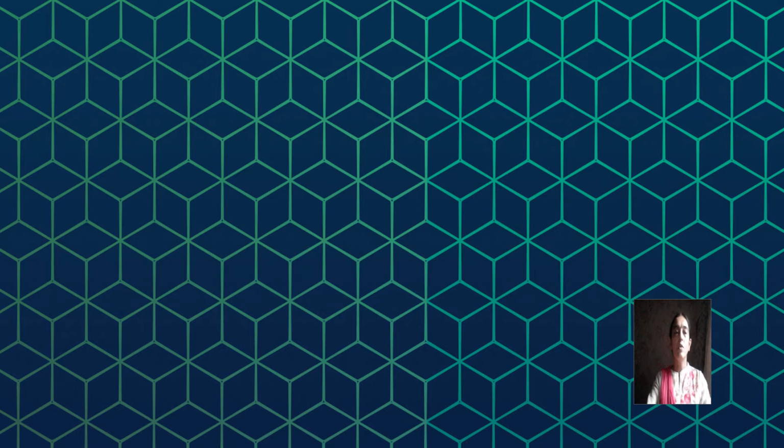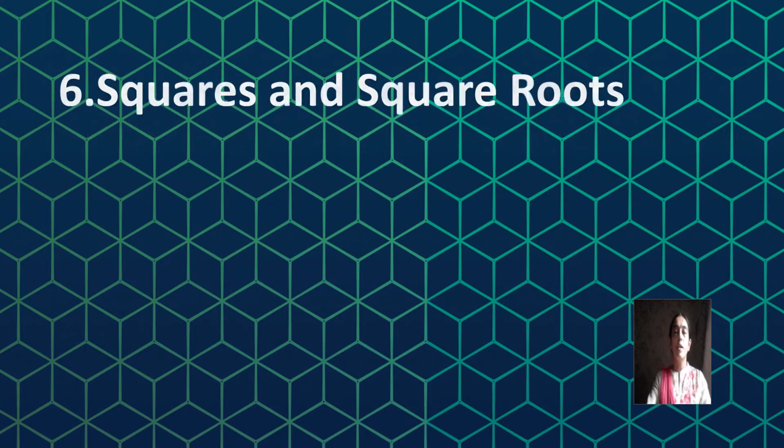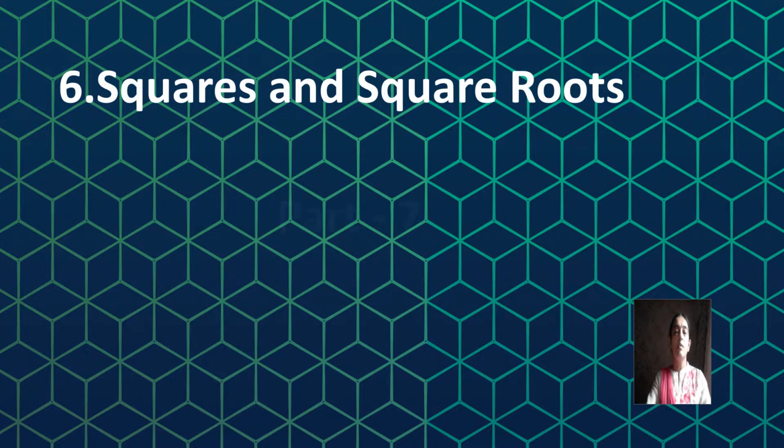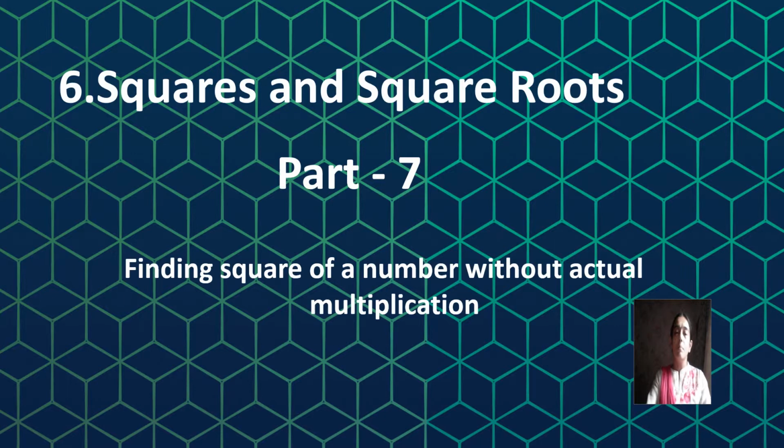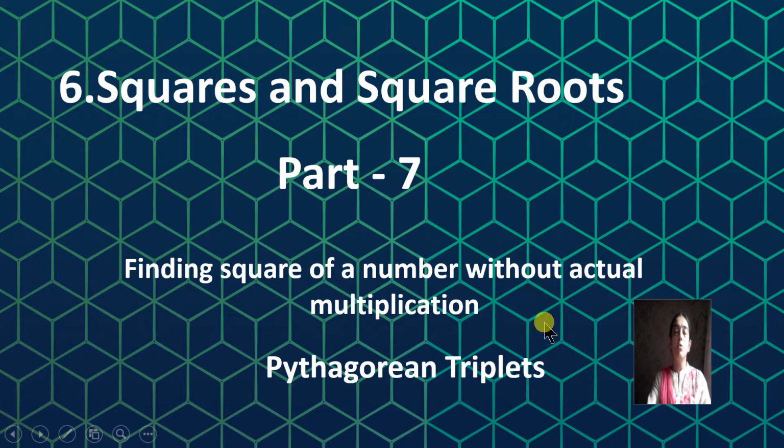Hello children, in this chapter of squares and square roots, part 7, today we are going to learn about some more interesting patterns of doing our calculations faster and also about Pythagorean triplets.